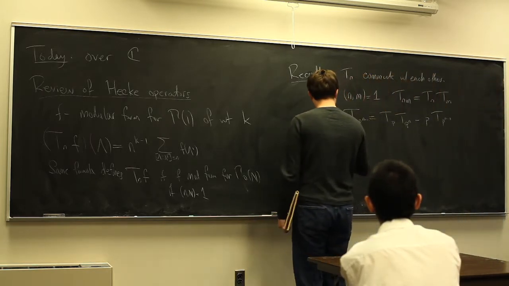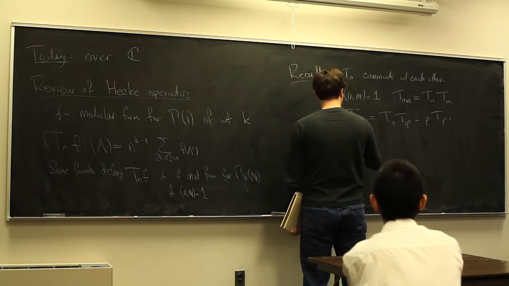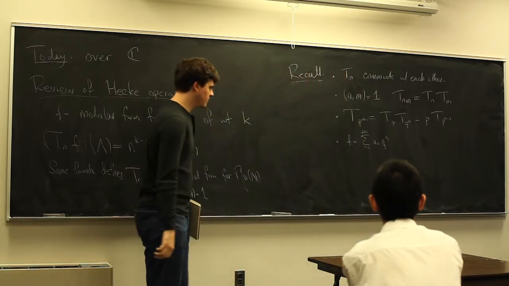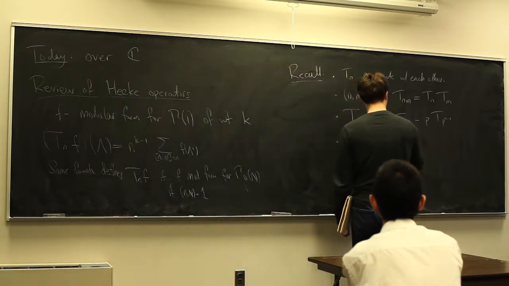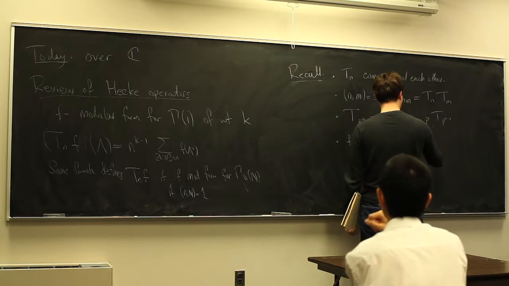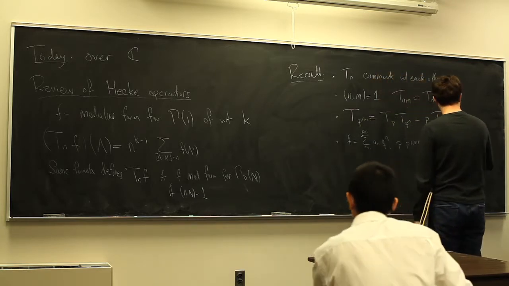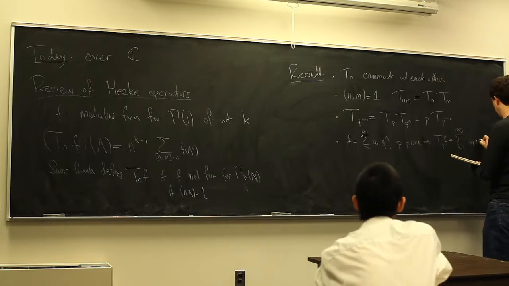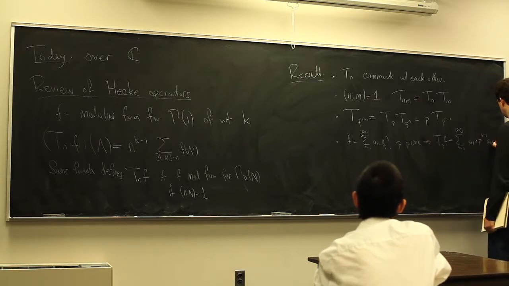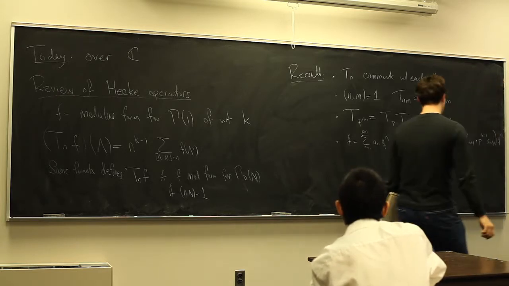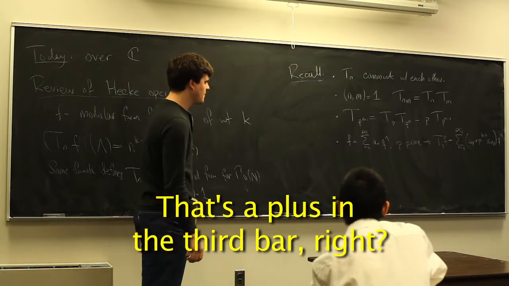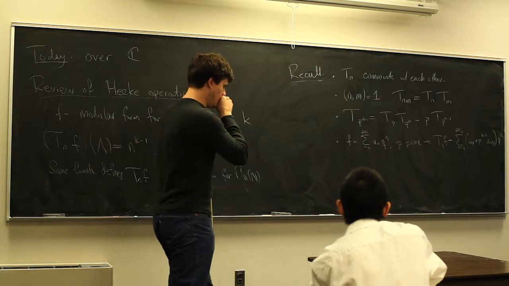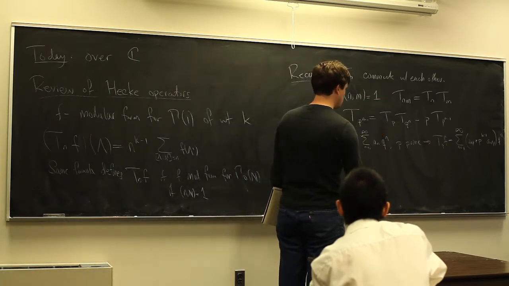And then you can compute how these things act on the q-expansions. So if f is the sum from n equals 1 to infinity of a n q to the n, suppose we're looking at a cusp form, so there's no a0, and p is prime, then Tp of f is given by this q-expansion. It's a np plus p to the k minus 1 times a n over p. All right, so this is how it acts on q-expansions.